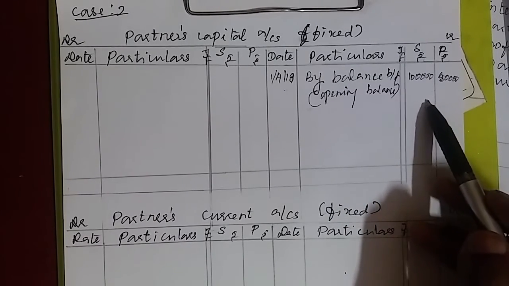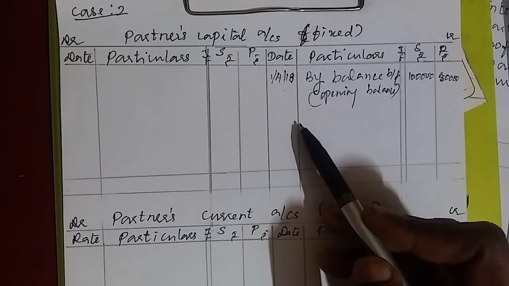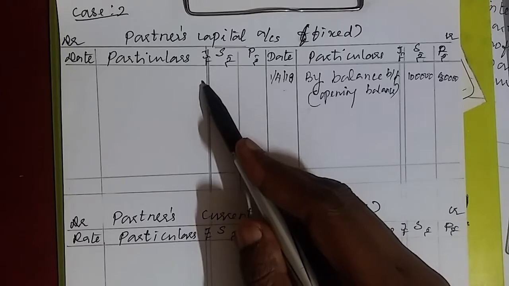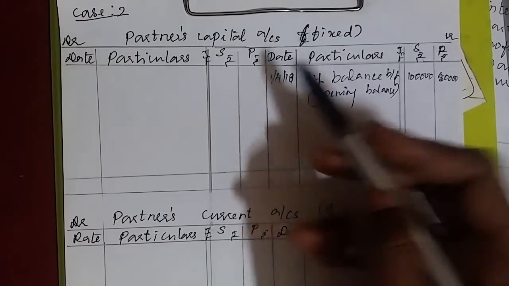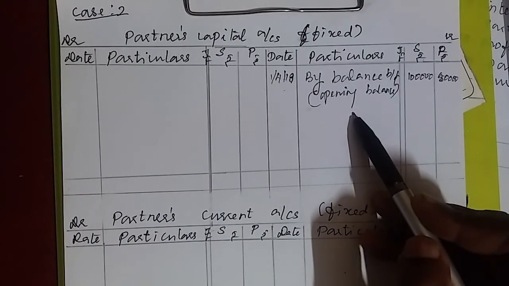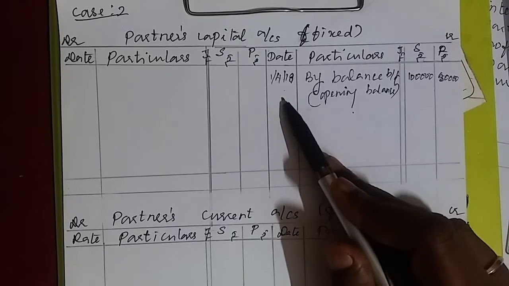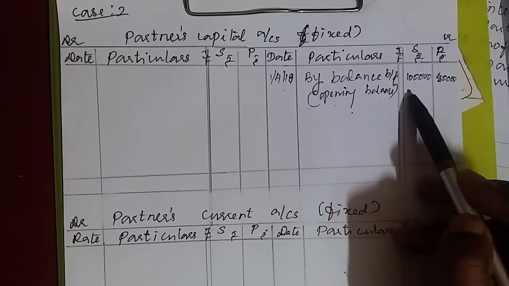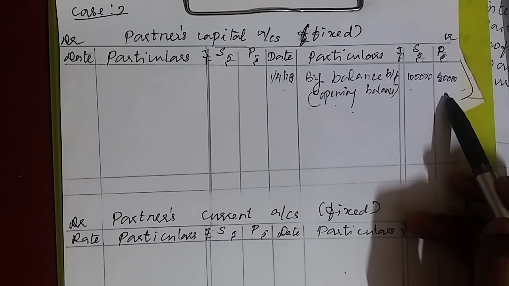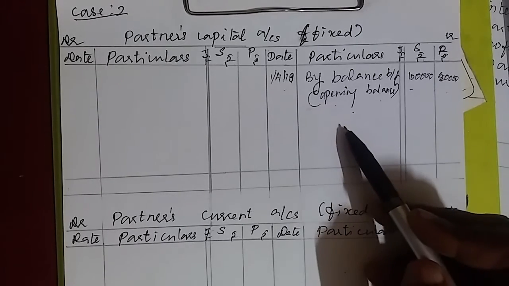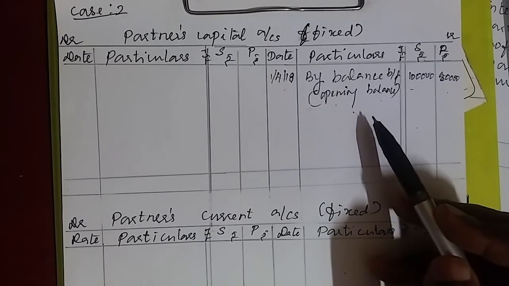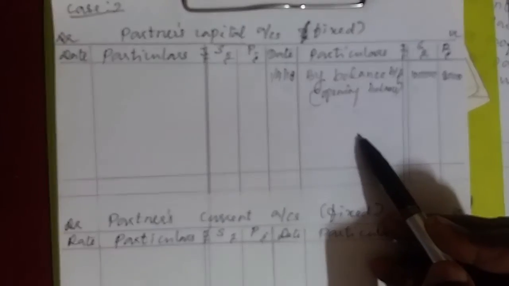Once again I repeat, we are preparing capital account under fixed method. So the first ledger is partners capital accounts, and here we write the opening balance on the opening date. How much? 1,80,000. In the question there is no additional capital, so I cannot write it. If there is additional capital, I should show it.